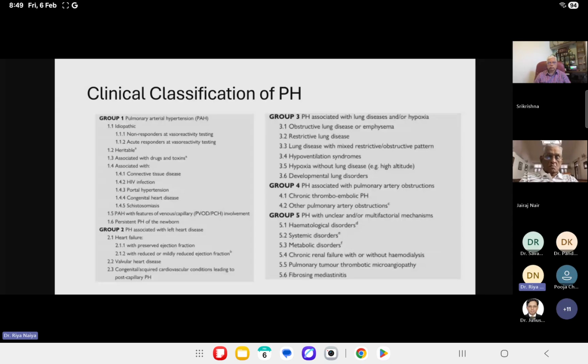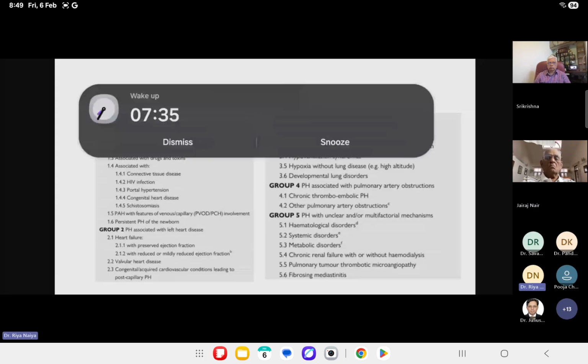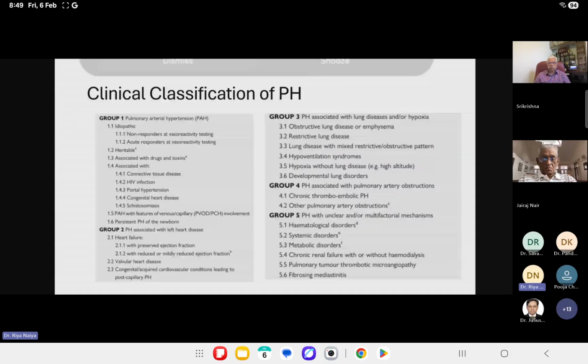Group 2 is pulmonary hypertension associated with left heart disease. It is usually seen in heart failure, valvular heart disease, or congenital or acquired cardiovascular conditions leading to post-capillary PH. Group 3 is the one associated with lung diseases, the causes of which could be obstructive lung disease, restrictive lung disease with mixed pattern, hyperventilation syndromes, hypoxia without lung diseases, and developmental lung disorders. Group 4 is pulmonary hypertension associated with pulmonary artery obstructions, which is CTEPH. And group 5 is pulmonary hypertension with unclear or multifactorial mechanisms such as hematological, systemic, metabolic disorders, fibrosing mediastinitis.